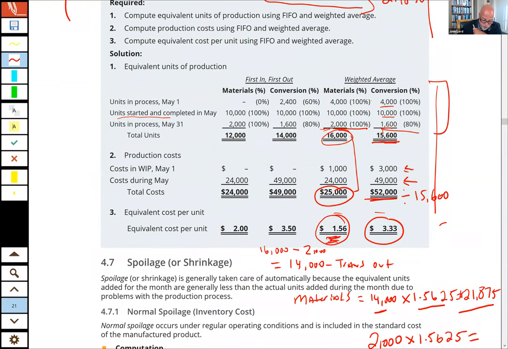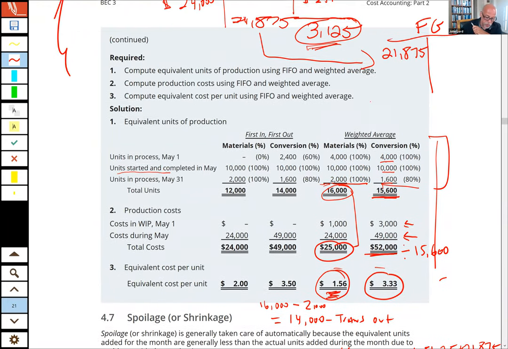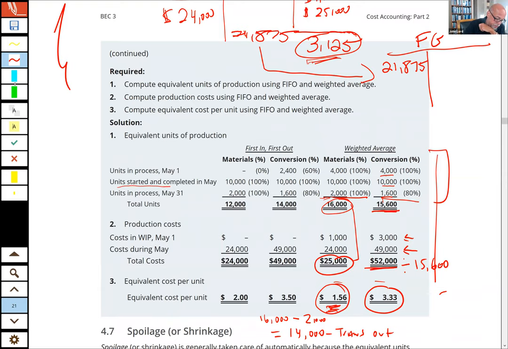Question? Okay, now that's weighted average. Let's look at first-in, first-out. What happened to the conversion costs? Ignore those?